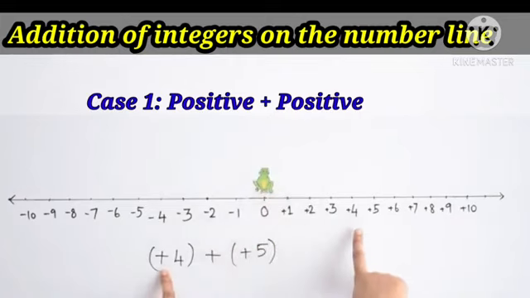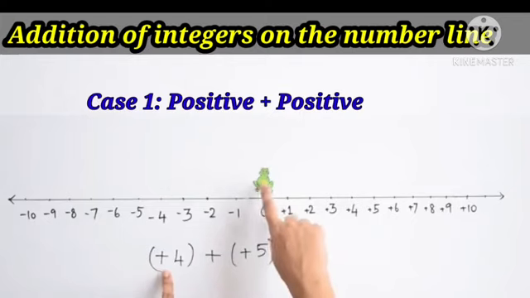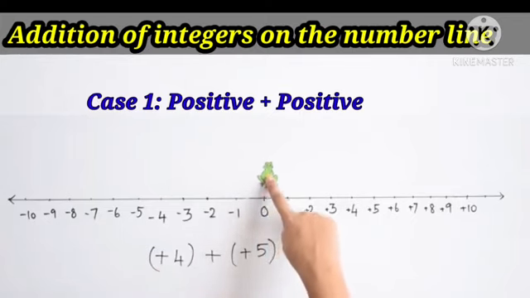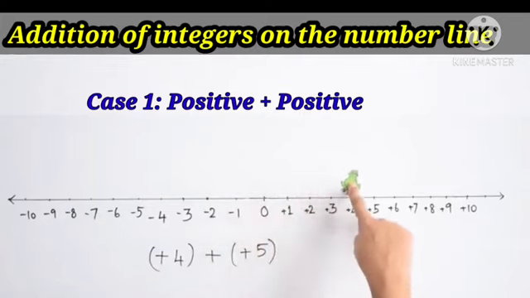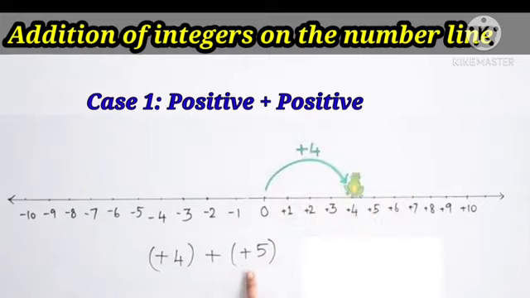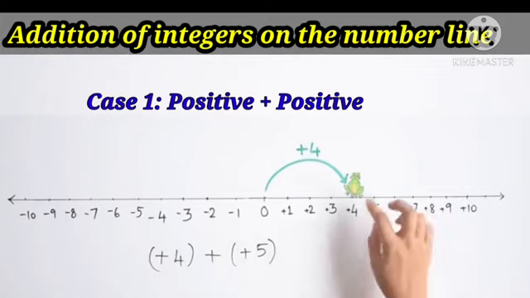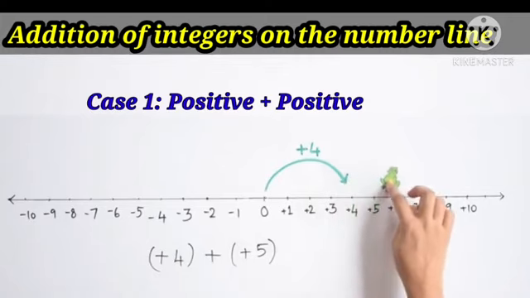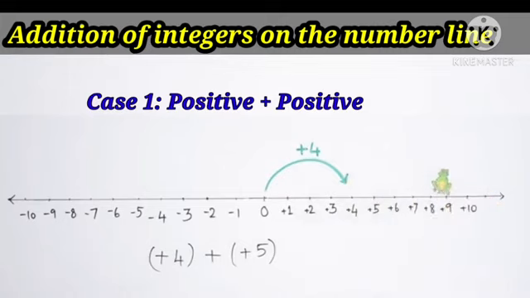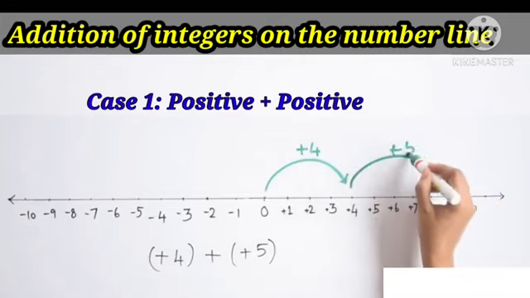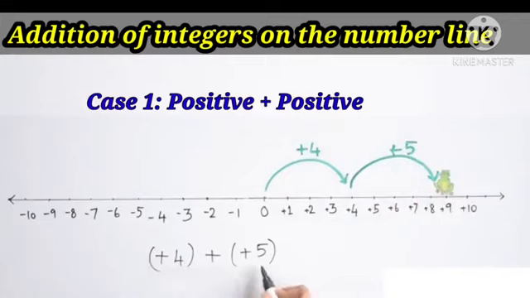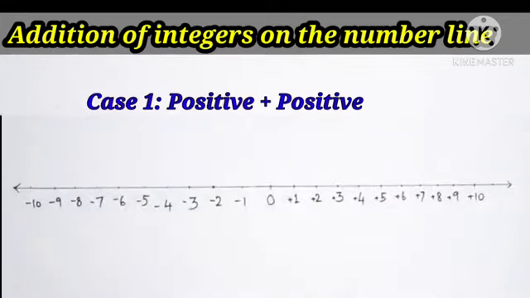Children, plus 4 means the frog has to jump to the right. From 0, the frog has to move 4 steps to the right. Now the frog lands at plus 4. Plus 5 means again the frog has to move 5 steps to the right. From 4, the frog has to move 5 steps to the right. Now the frog lands at plus 9. So children, positive 4 plus positive 5 is equal to positive 9.